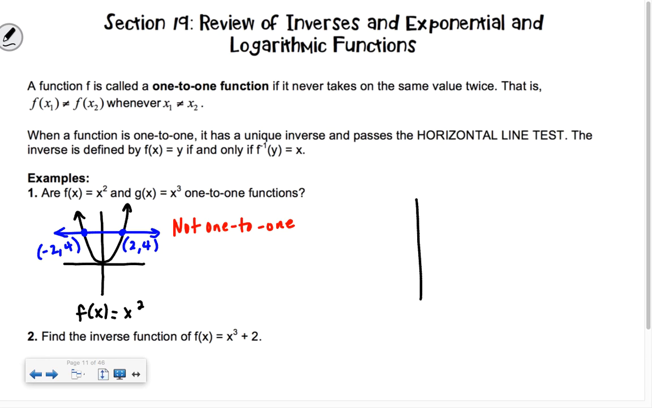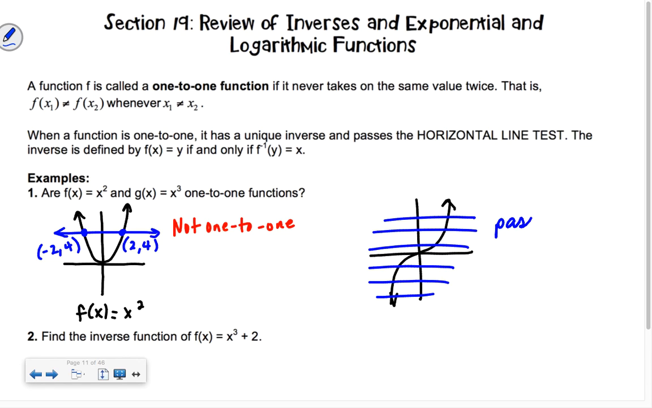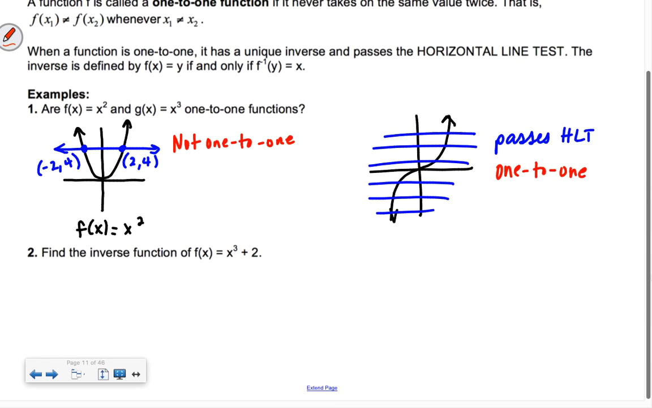But if we have f of x equals x cubed, is that going to be one-to-one? Yes. It passes the horizontal line test, so this is one-to-one. Math people are very lazy. We don't like to write out one-to-one all the time, so you might see it abbreviated like that. If a function is not one-to-one, there is no unique inverse.